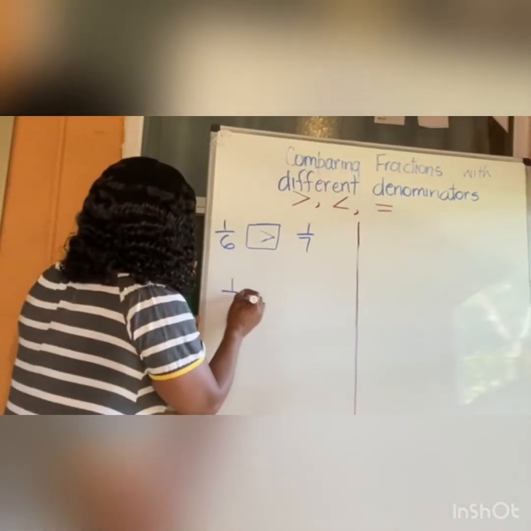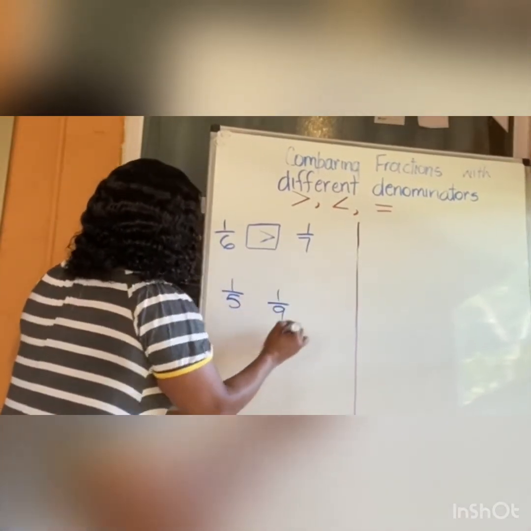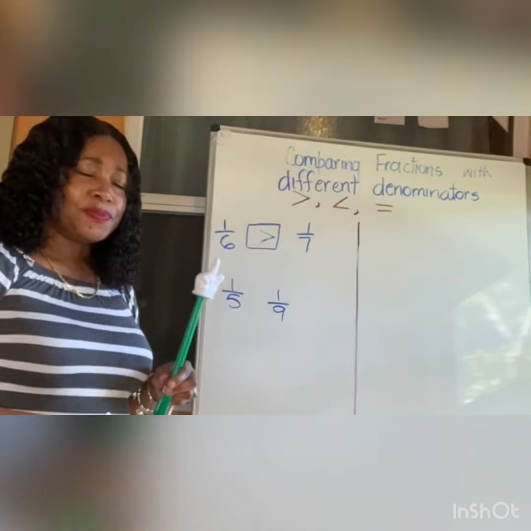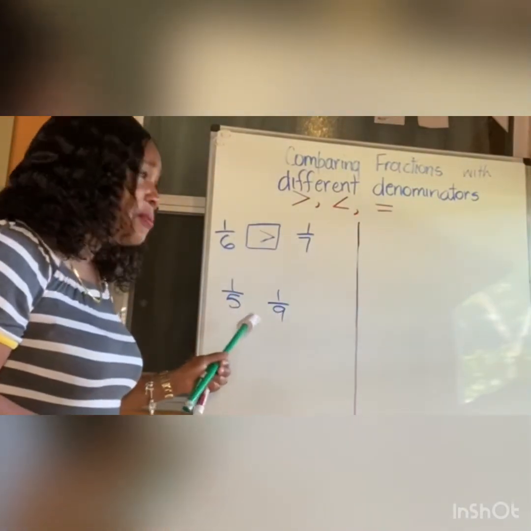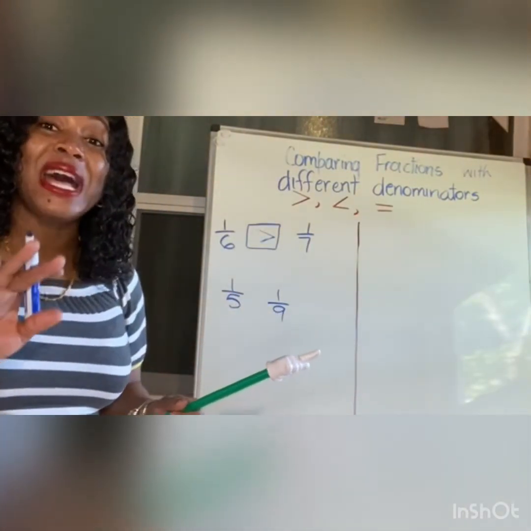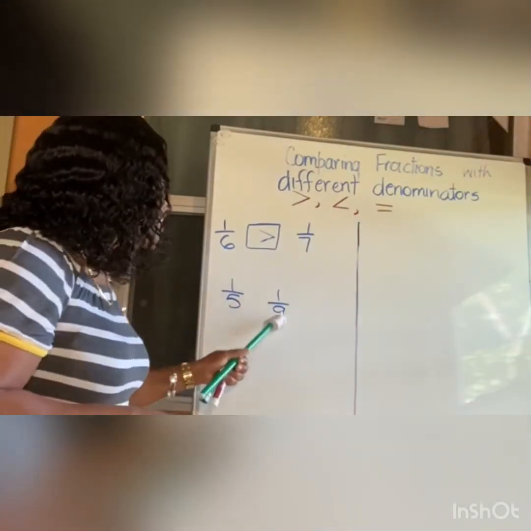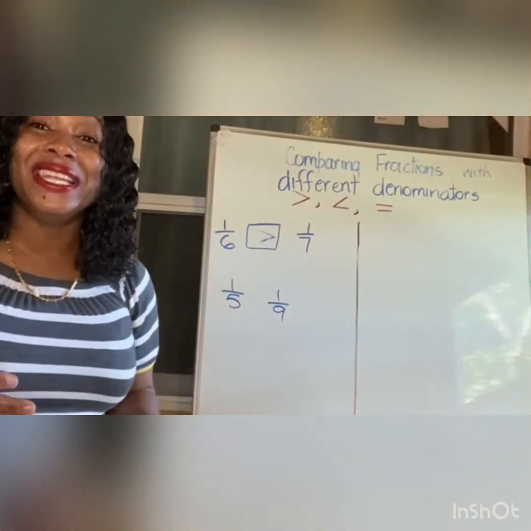Let's look at another one. This is 1/5 and this is 1/9. So 1/5 means your cake is divided into 5 parts. 1/9 means your cake is divided into 9 parts.